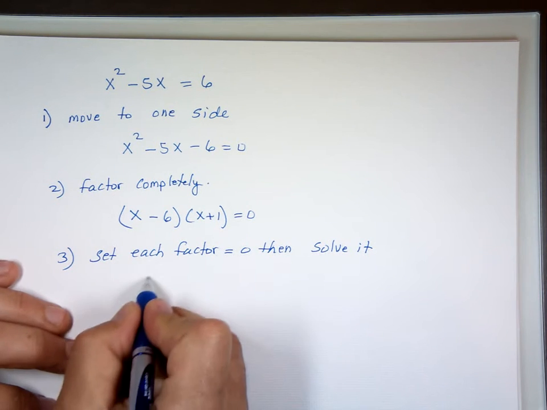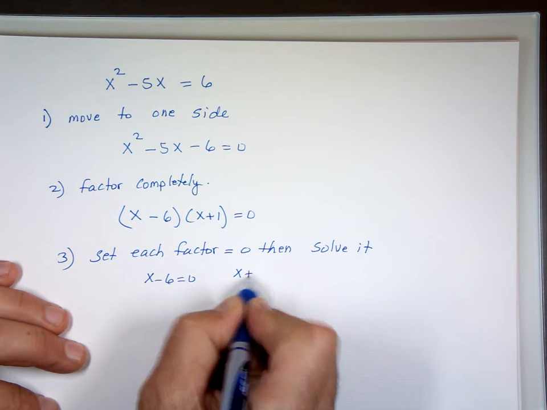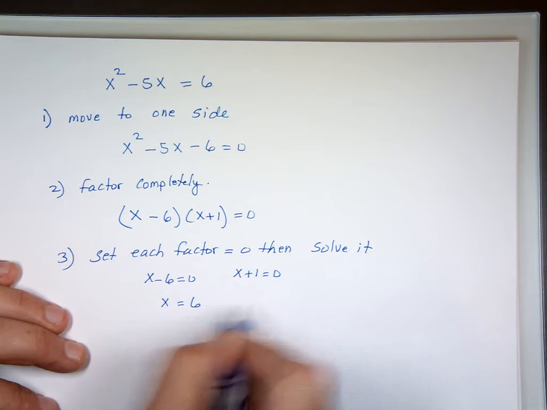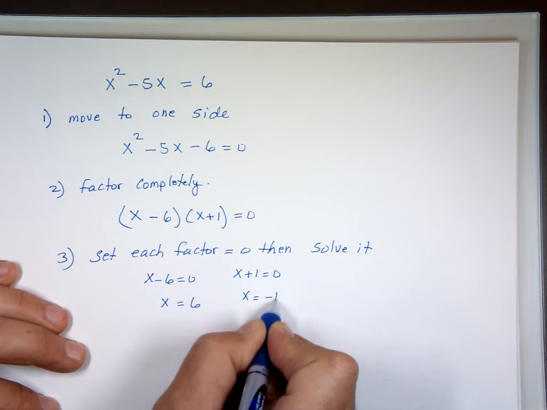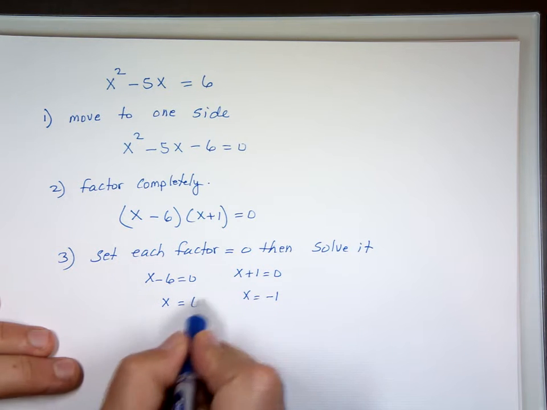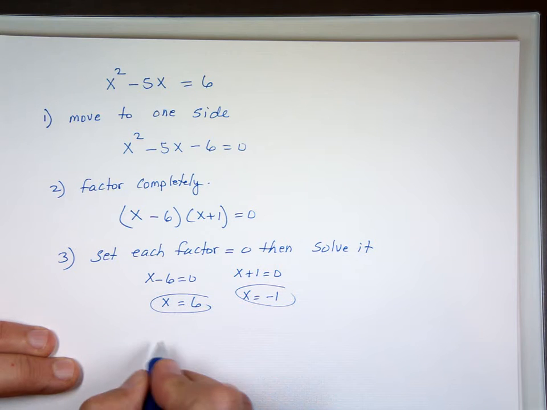So here we go, x minus 6 equals 0. x plus 1 equals 0. What's x equal to? 6. What's x equal to? Negative 1. So we have two solutions. Still, it's a conditional equation.